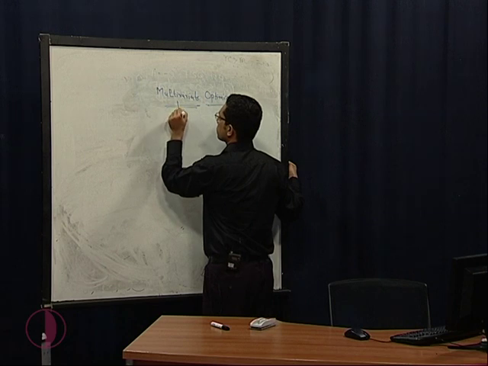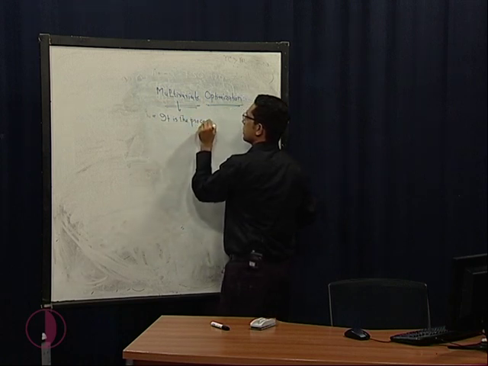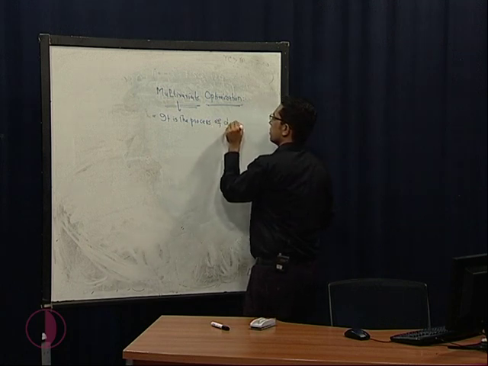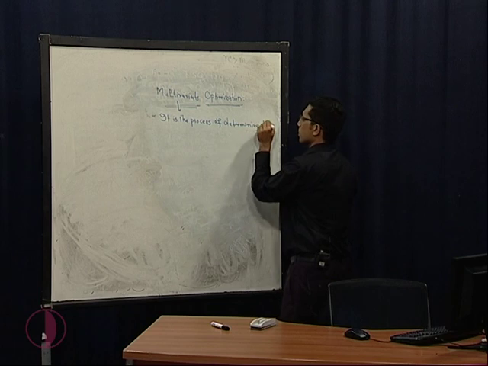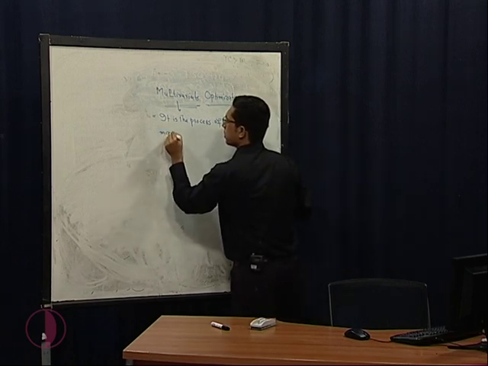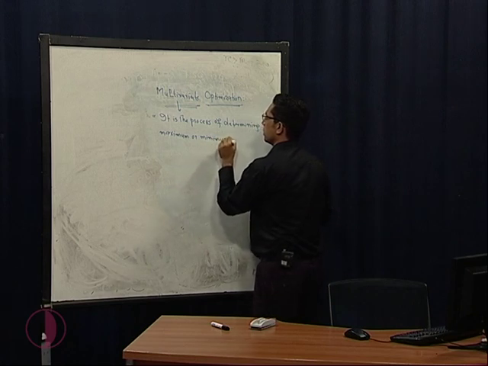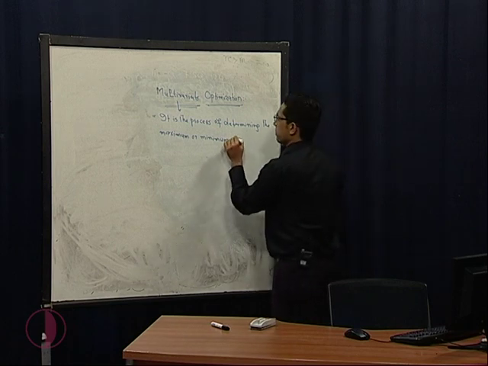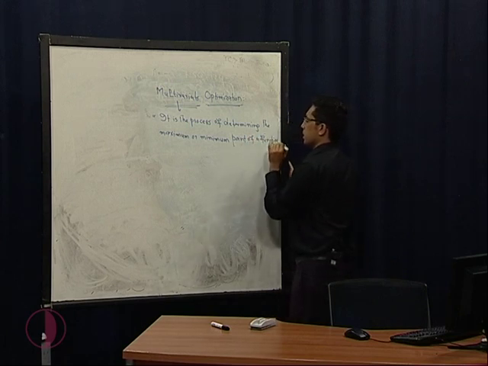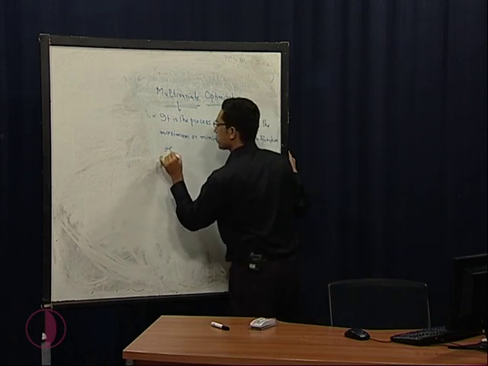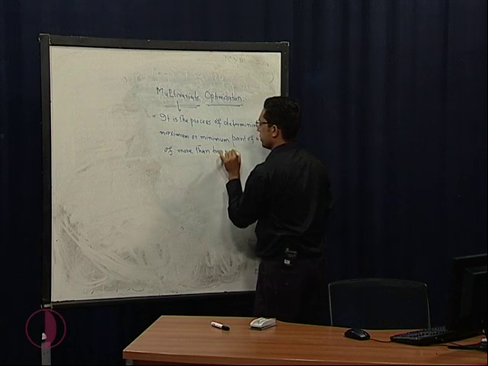Multivariate optimization is the process of determining the maximum or minimum point of a function of more than two variables.